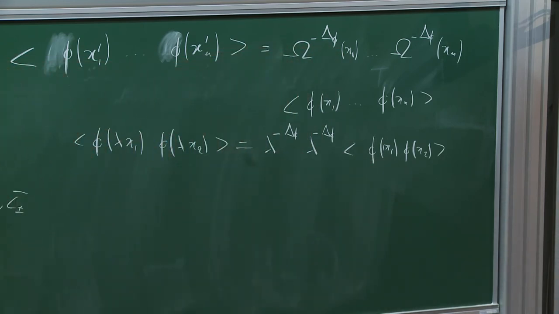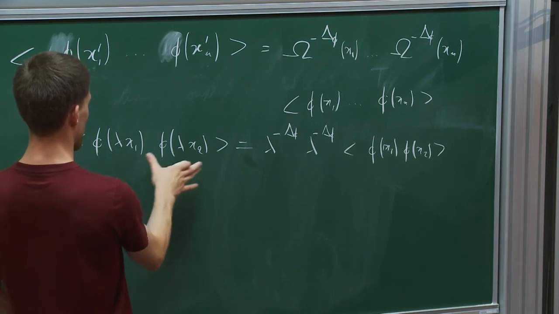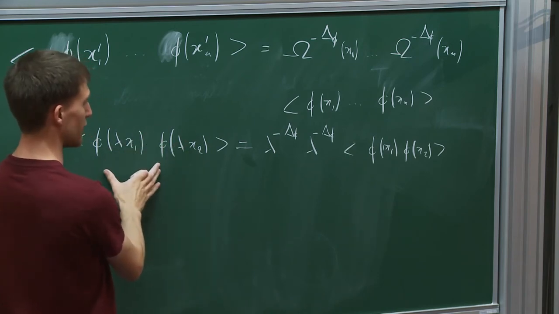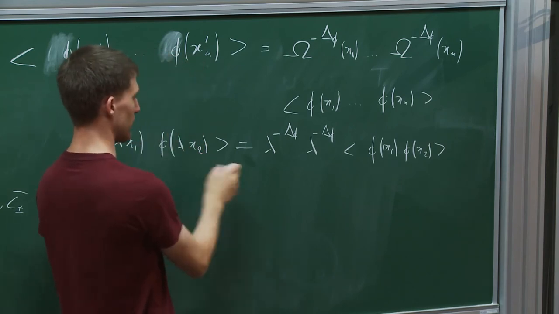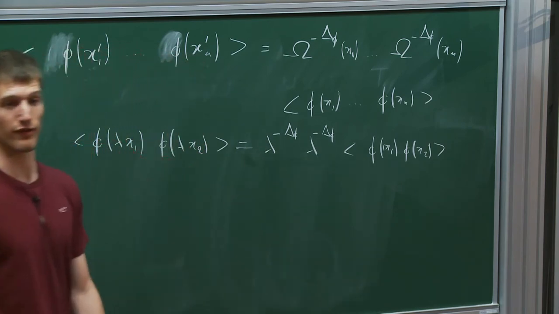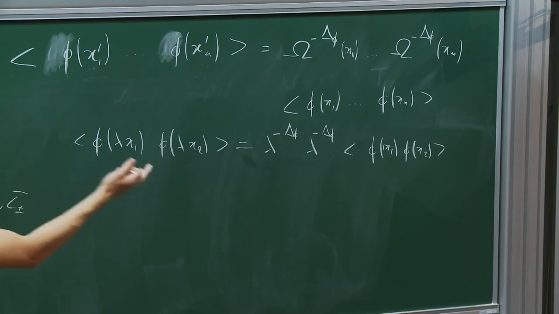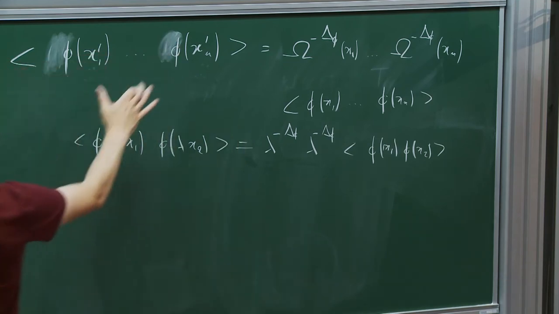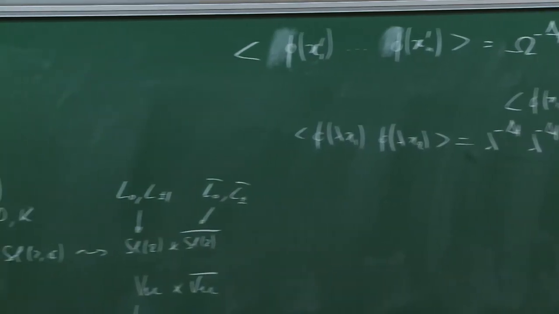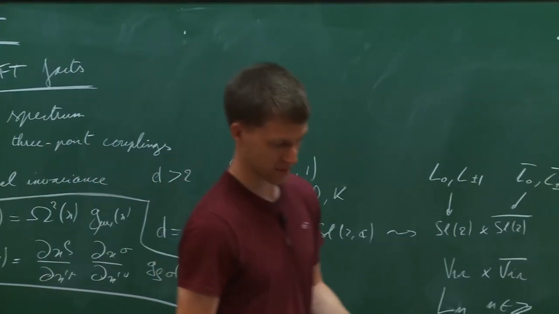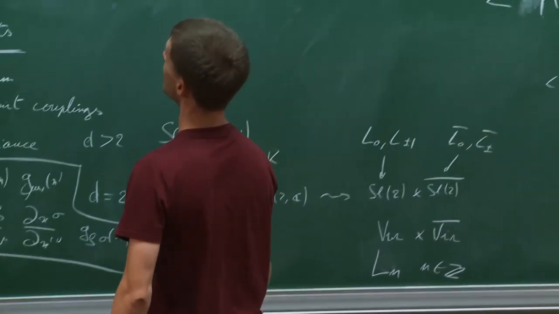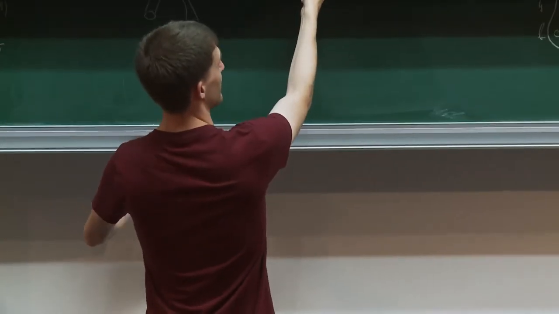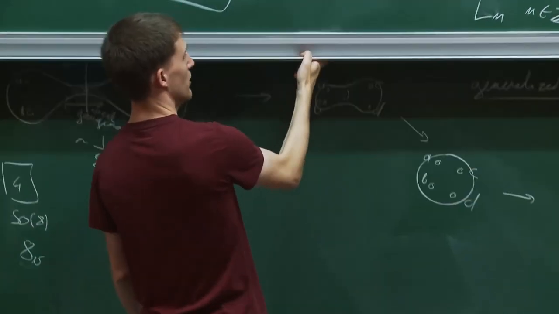You cannot write any function that would compute this correlation function if you want this property to be true, that if you rescale the coordinates, you pull out an overall factor. But OK, this was a dilatation. So you can do this more generally for all these types of generators. It's a standard exercise, which I'm sure you have done before if you have ever taken a CFT class, or if you ever studied CFT on your own.